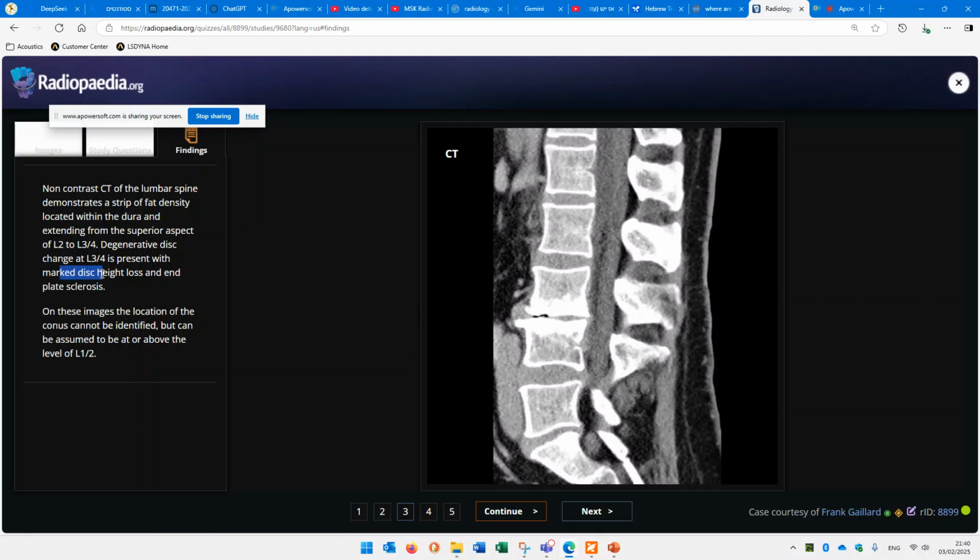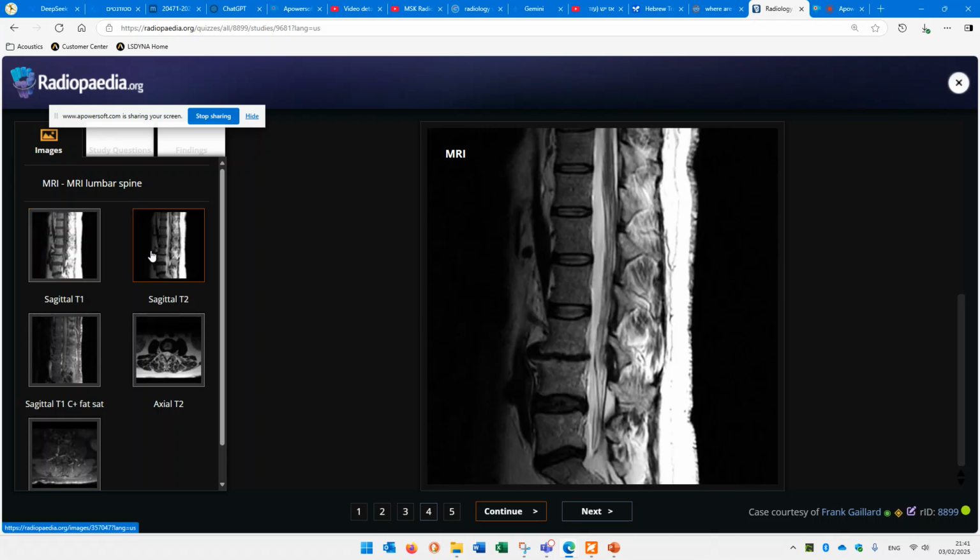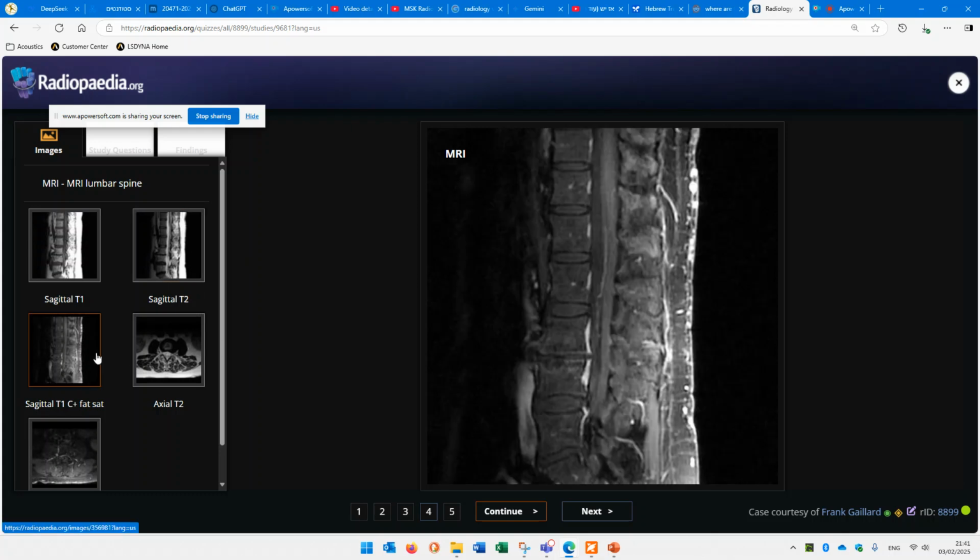Osteophyte is present with marked disc height loss here and end plate sclerosis. This is the end plate sclerosis. On these images, the location of the conus cannot be identified but can be assumed to be at or above the level of L1, L2. Now, what does it mean? We're looking on MRI. We can see this. No. Here is fat suppressed.